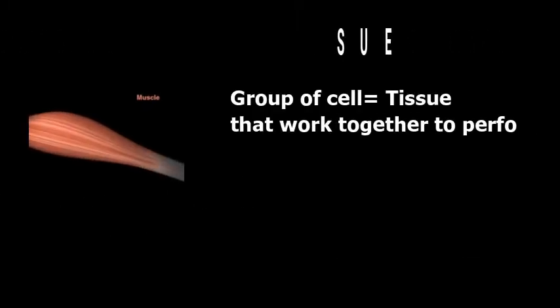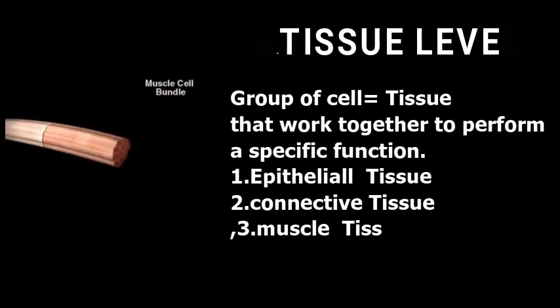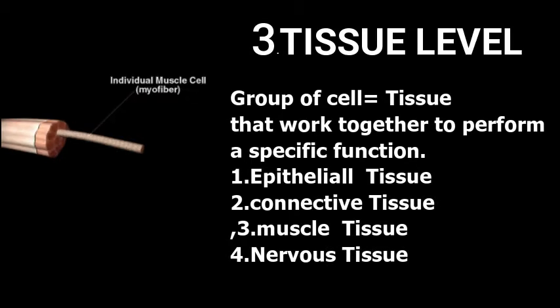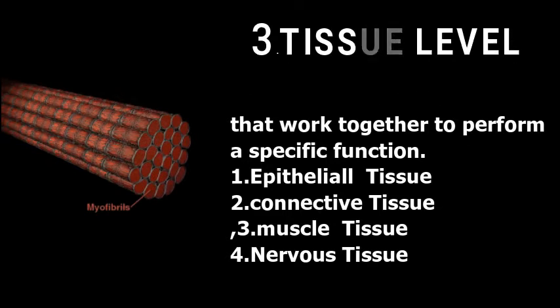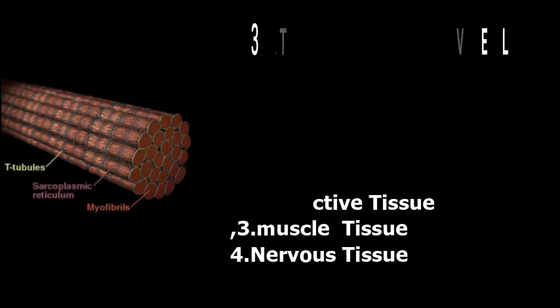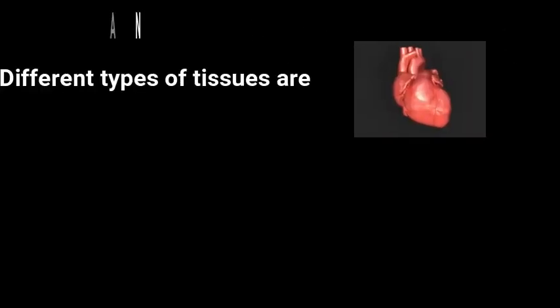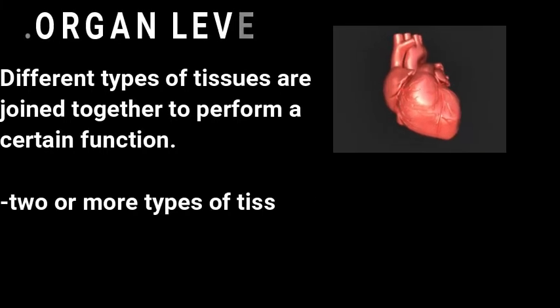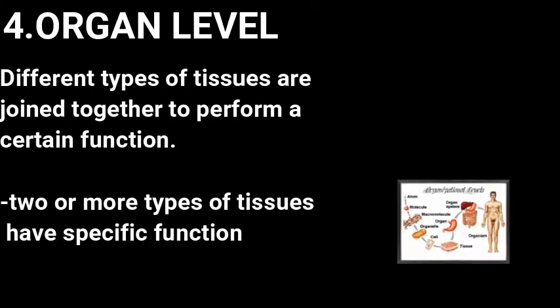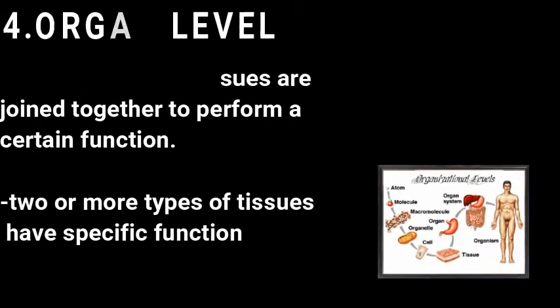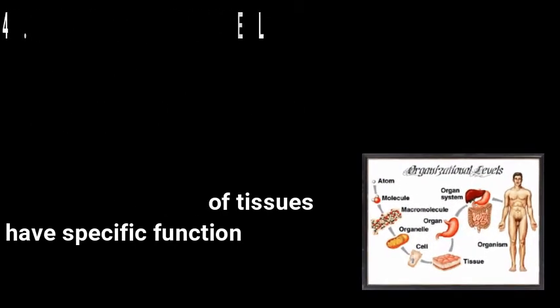Tissue level. A group of cells that work together to perform specific functions is a tissue. The tissues are epithelial tissue, connective tissue, muscle tissue, and nervous tissue. Organ level: different types of tissues are joined together to perform certain functions. Two or more types of tissue have a specific function.